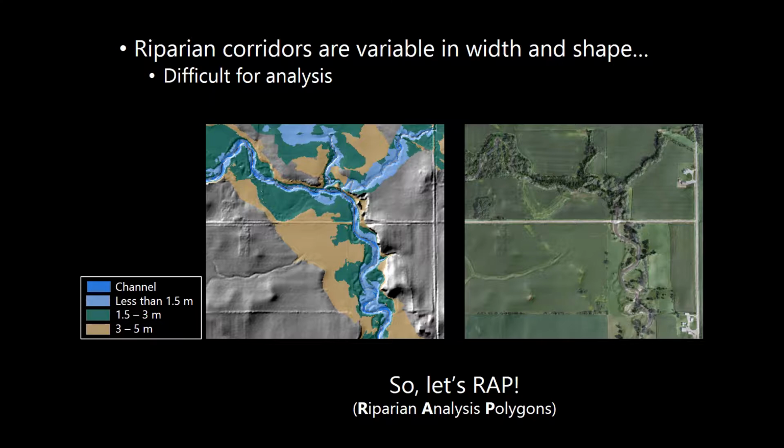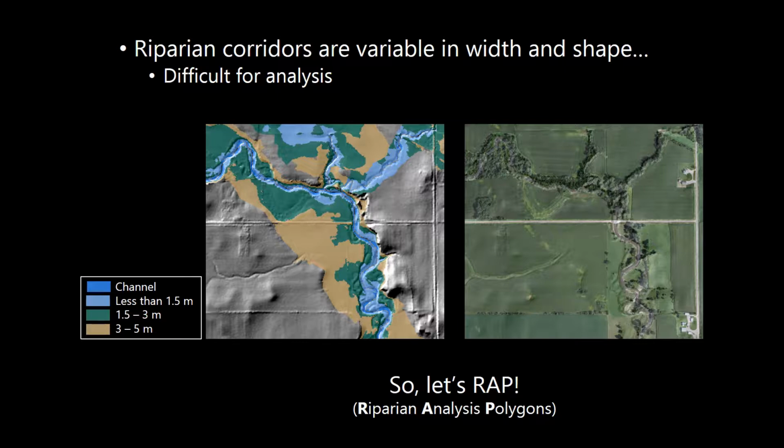As you can see here, this is showing our height above channel grid that we developed previously. And that less than 1.5 meter range, that's signifying a very low lying area and therefore a shallow water table, is pretty variable. In some sections here in these tributaries, it seems to be wider, where in other areas along the main channel further upstream it gets pretty narrow. So because these are variable in shape and size, they're difficult for standard analysis.